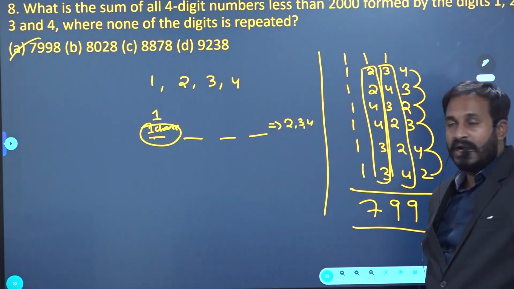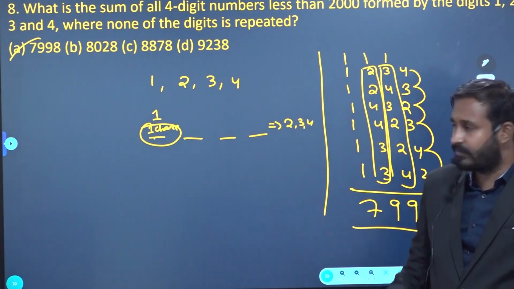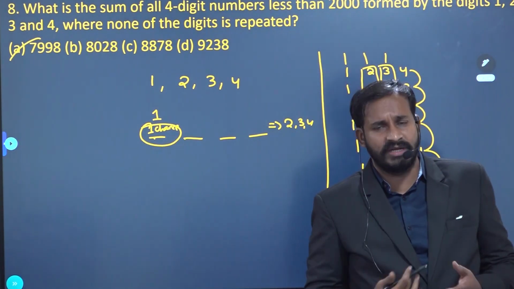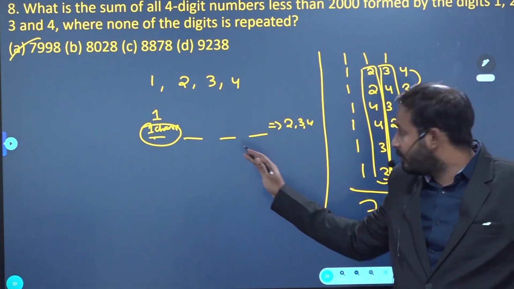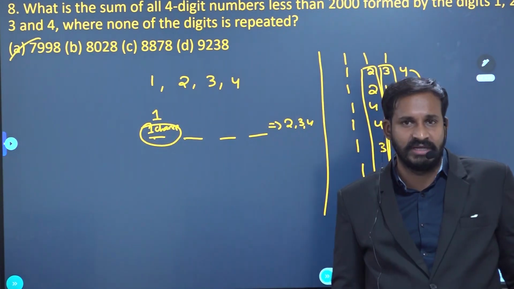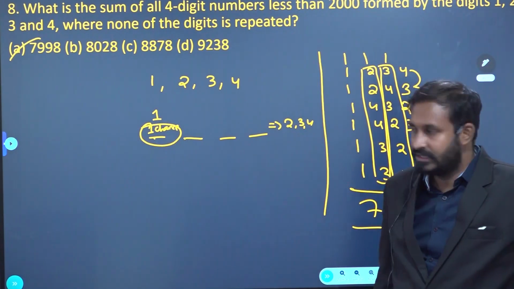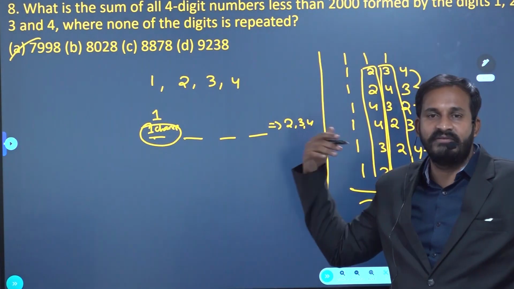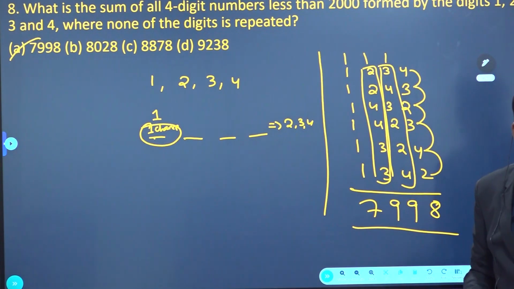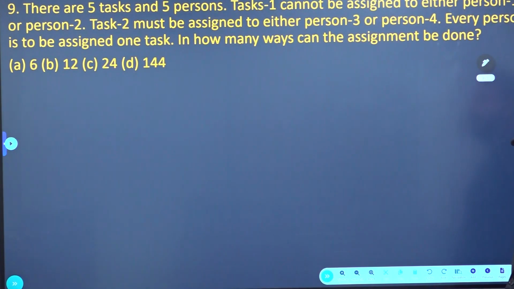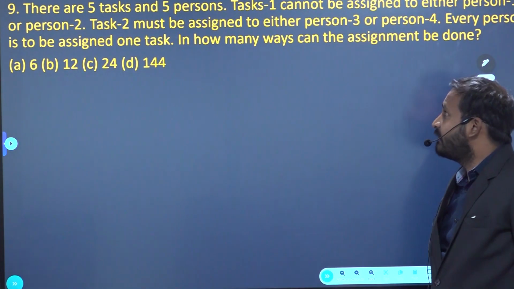And see here, students, to solve this type of question there is no need of any formula knowledge or any other thing, just general knowledge, but we should know total how many chances it will have. Why? Because sometimes we may miss. Total 6 different numbers are possible for us. We have written those 6 numbers and simply added them. Understood? Next one. There are 5 tasks and 5 persons.